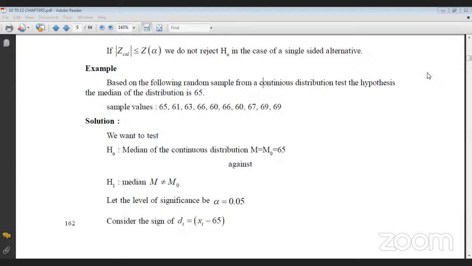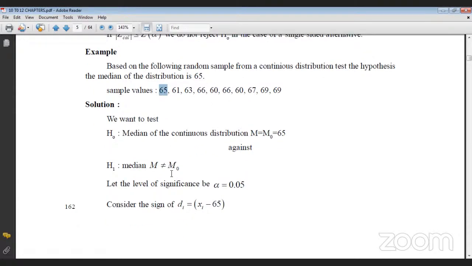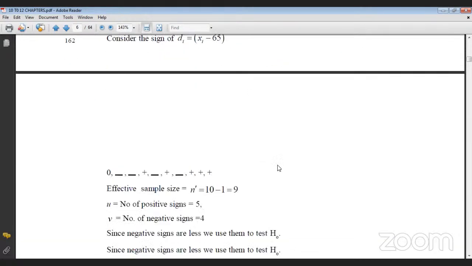Middle value 4 5 6 7 8 9 10. 65, sir. 65 against m not equal to 0, level of significance alpha 0.05. So, how much did you get? Consider xi minus 65.